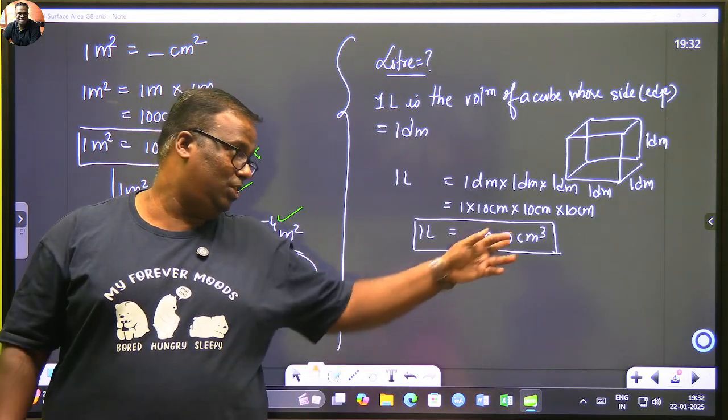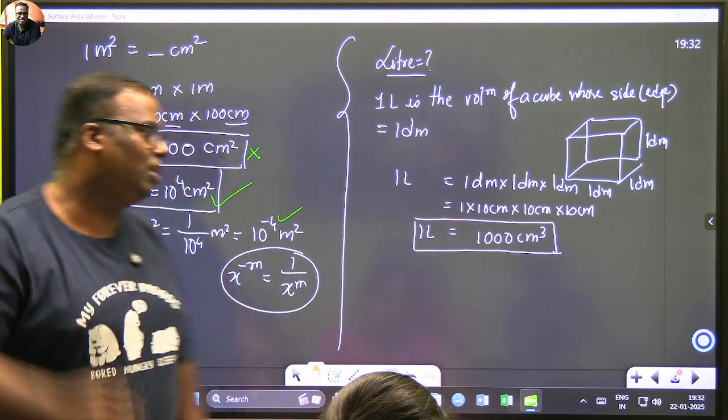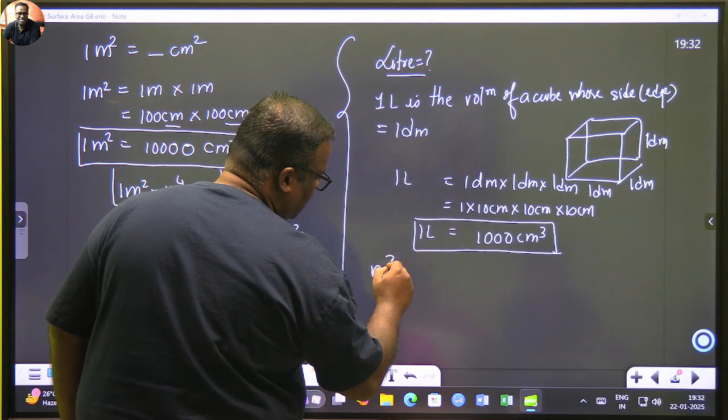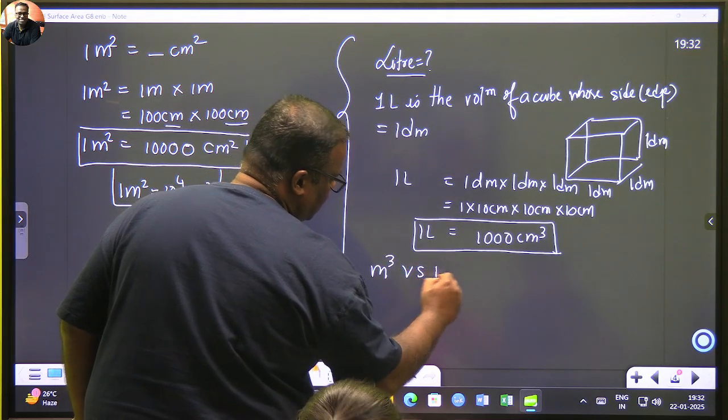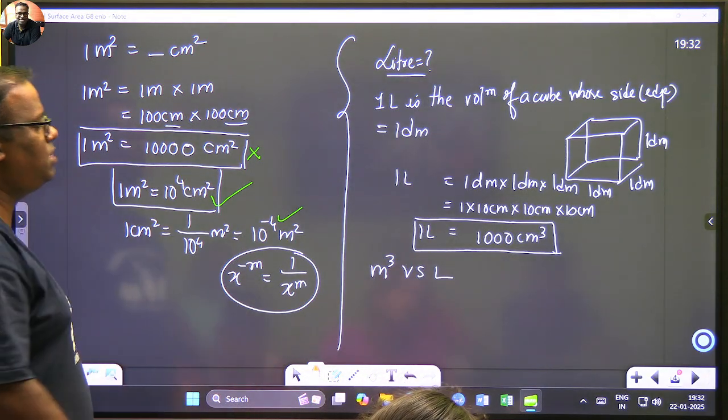However, the engineering unit is centimeter cube. So you should know the conversion. But now something more interesting: how to convert meter cube versus liters? Meter cube versus liters. Okay? Let's see, we will do it slowly.